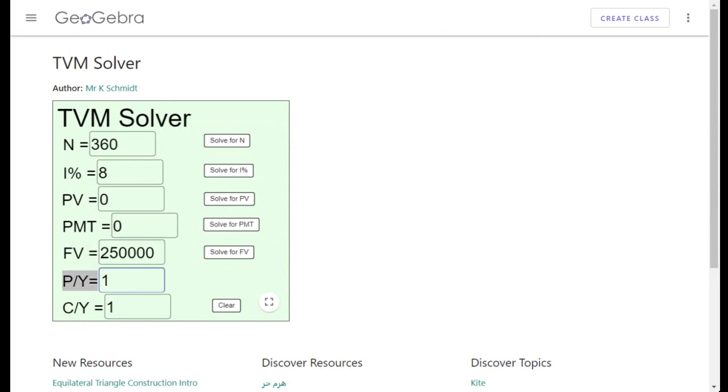P over Y is 12. Oh, no, not 112, 12. And C over Y is 12. We want PMT, so we click that, and you get negative 167.74. Again, the negative just means that the money's going out from us. It's an outflow, going into an account. What matters most for us is that we got the 167.74.